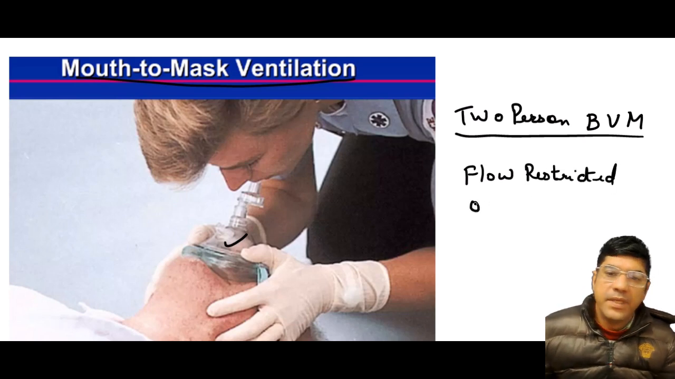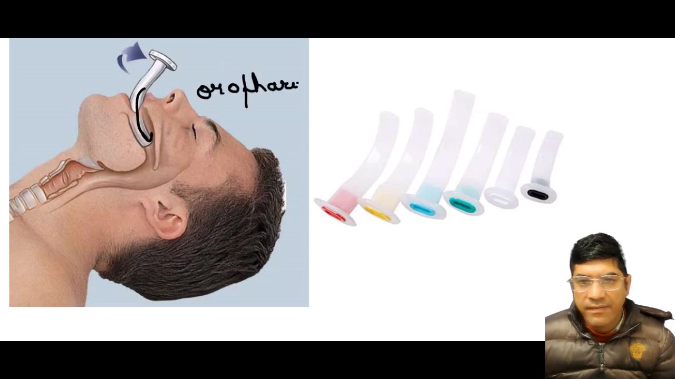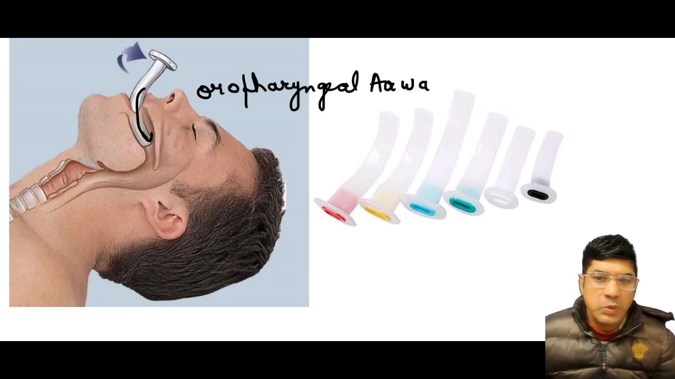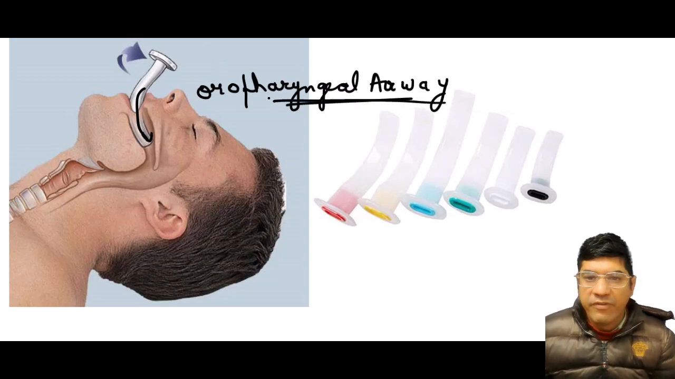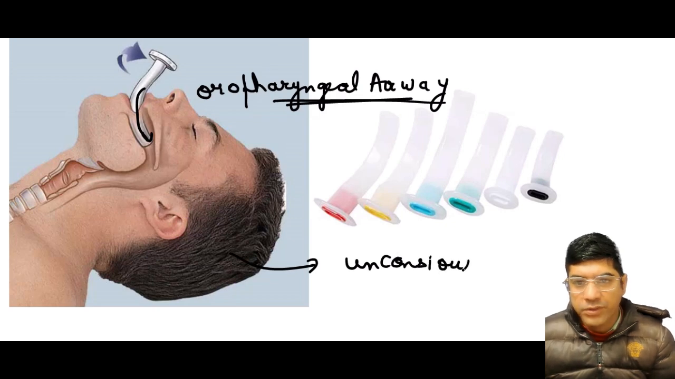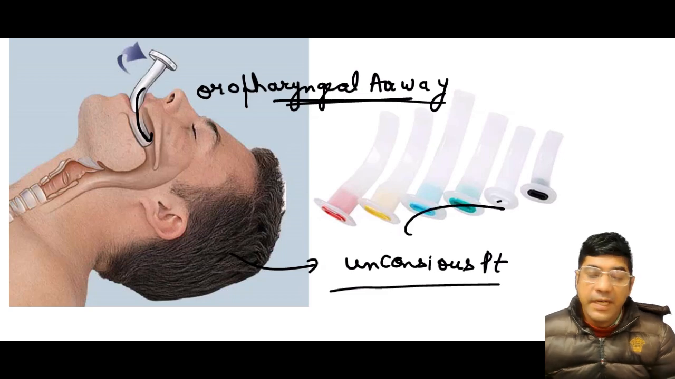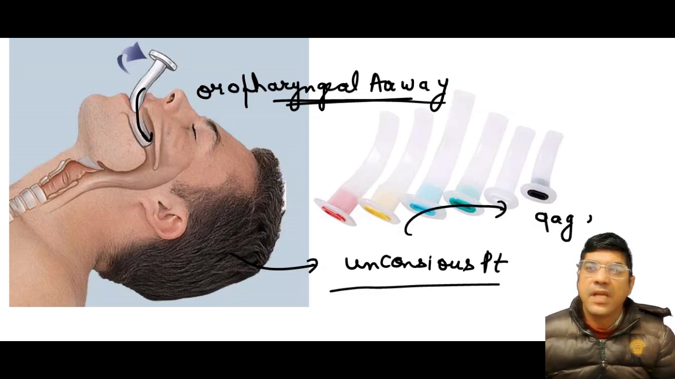Apart from that, you can use the oropharyngeal airway. The oropharyngeal airway is a curved plastic device that is inserted into the mouth to prevent the tongue from obstructing the upper airway. It is used in unconscious patients or those with a decreased level of consciousness. So it should be used in unconscious and unresponsive patients.